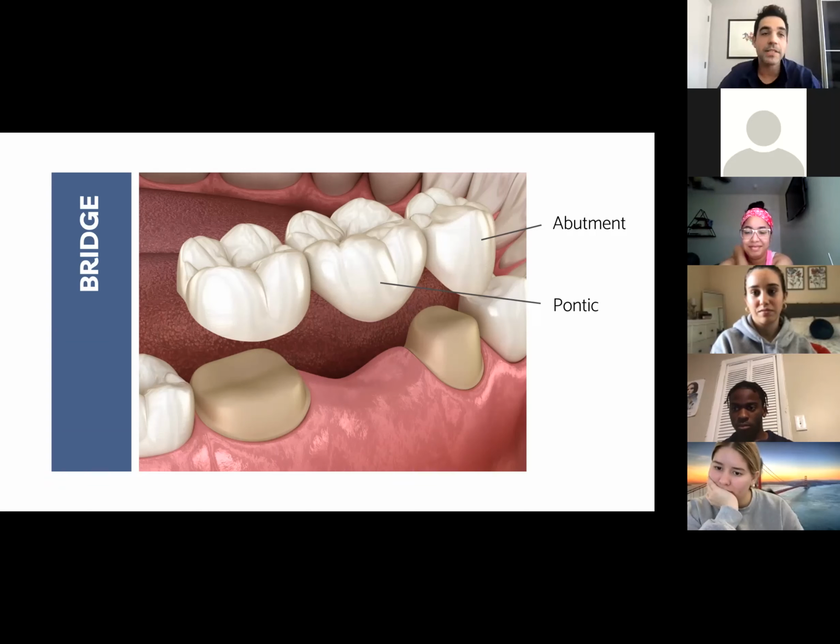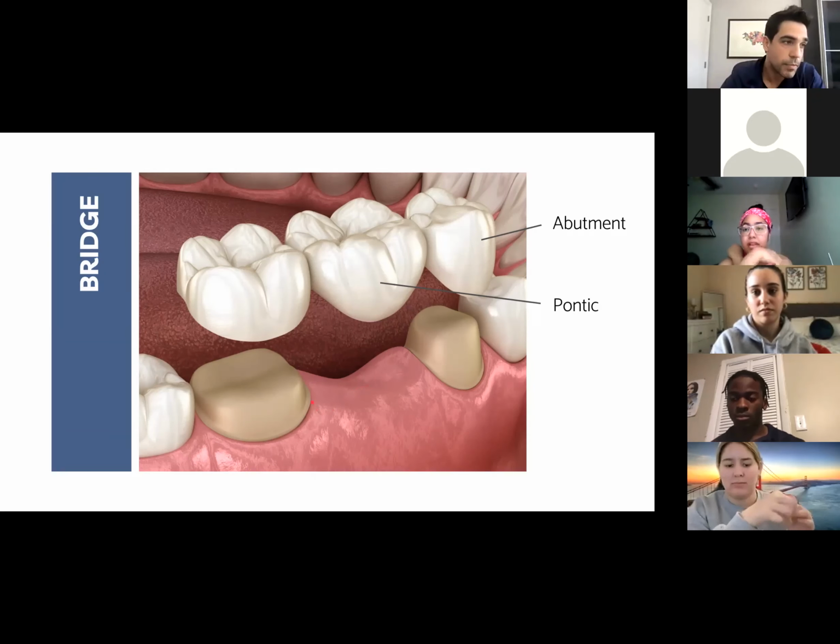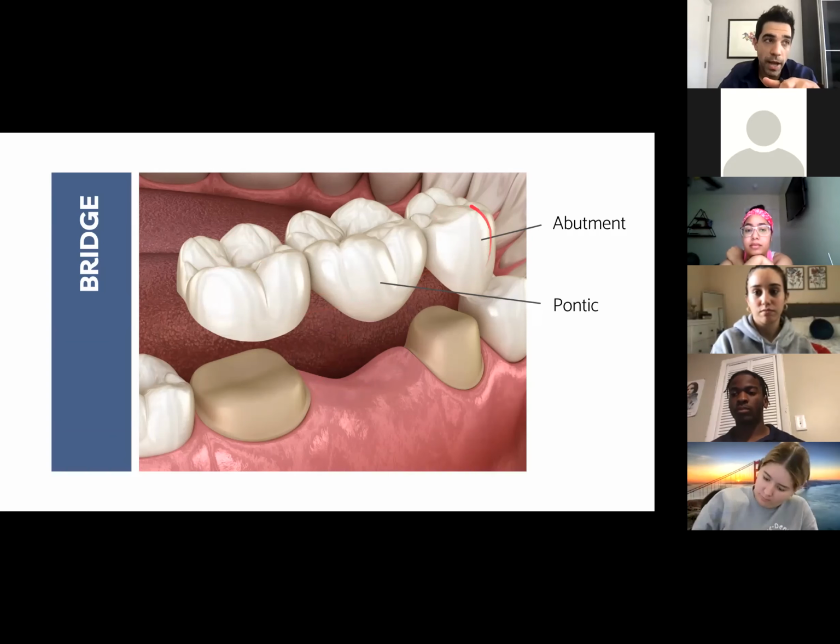So when we talk about a bridge, it is something that is glued in place. It's cemented in place, right? And it's got a couple of terms here that we need to be aware of. What a bridge really is, is a crown on a tooth, which is kind of like a football helmet made of porcelain, another crown, and a floating tooth in between.